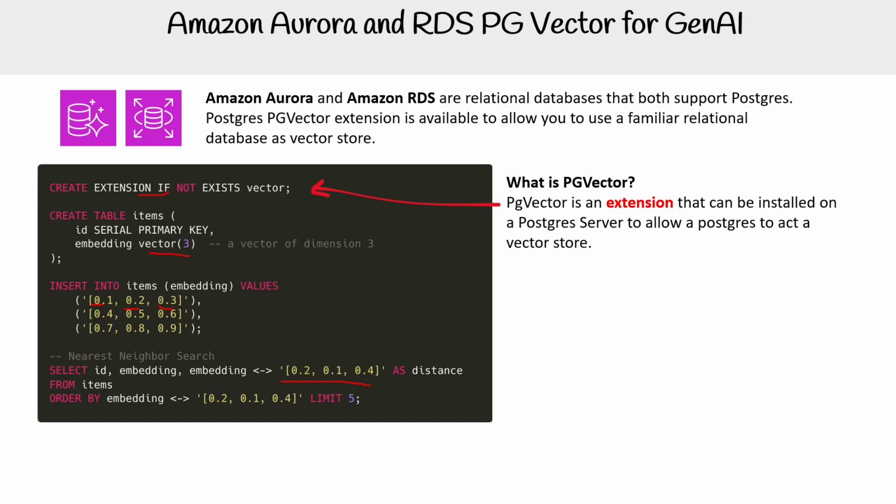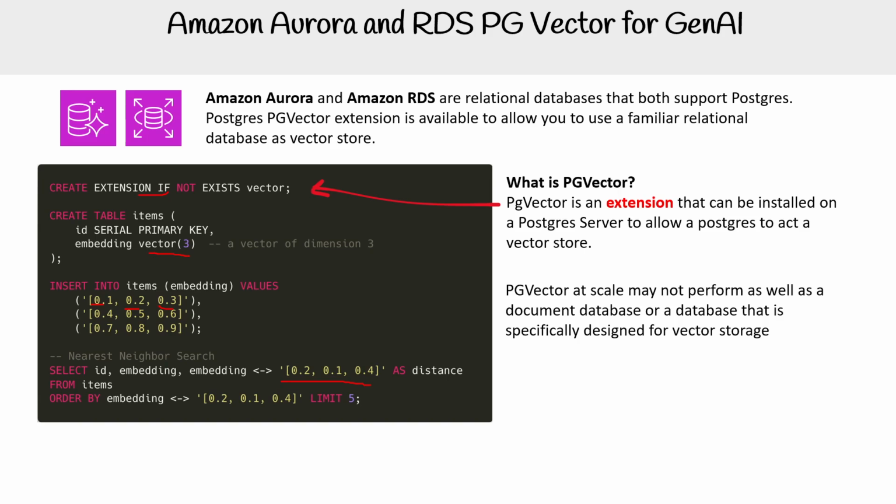I just want to point out that this is really useful if you are used to using Postgres and you just want to use an extension. But PG Vector may not scale or perform as well as a document database or other databases specifically designed for a vector store, but it will work very early on for a long time. So it just really depends on what you want to do.